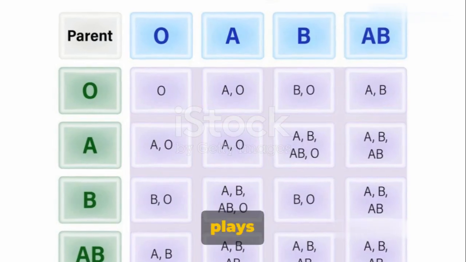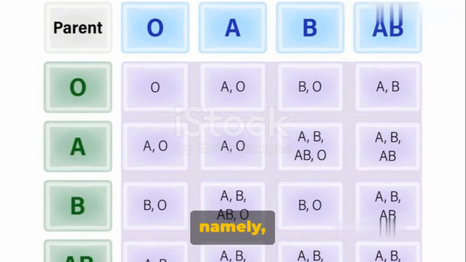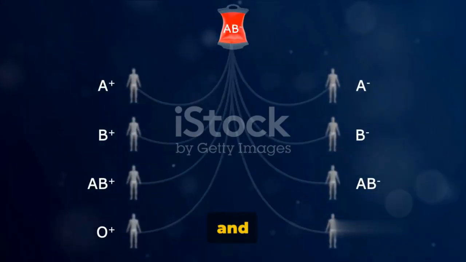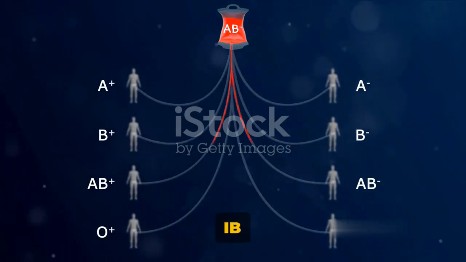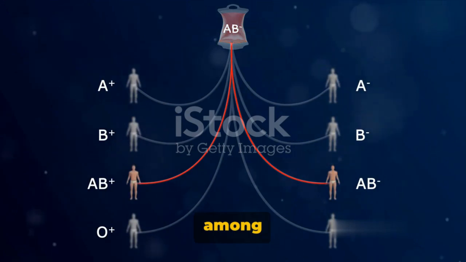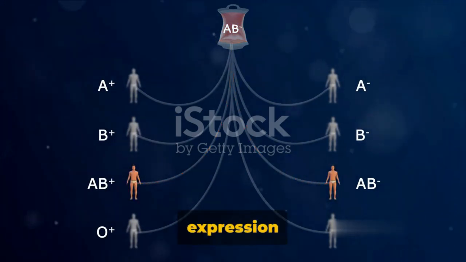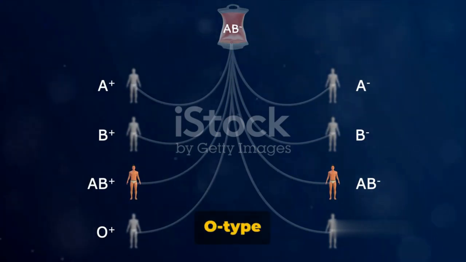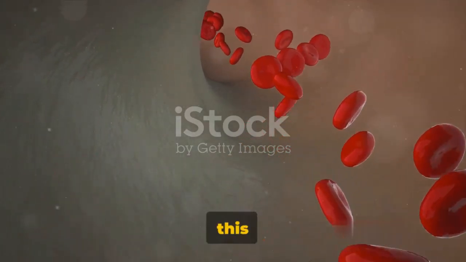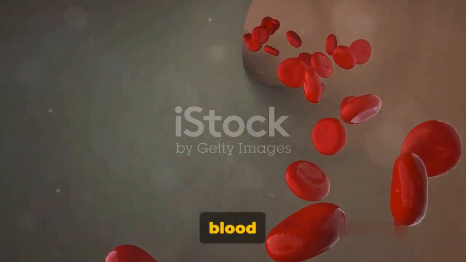The ABO gene plays a critical role in this system. It contains 3 alleles, namely IA, IB, and i. The IA and IB alleles are dominant over i, but they are co-dominant with each other. The expression of IA, IB, and i causes the expression of A, B, and O-type blood respectively. With this understanding, we can now decipher what it means to have a specific blood type.